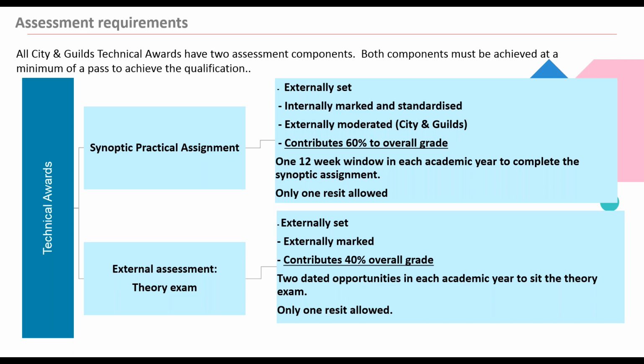There is not a resit in the same academic year. If a learner didn't achieve, then that window wouldn't open again until the following February. For the external assessment, the theory exam, again it's externally set and externally marked by City and Guilds. It contributes to 40% of the overall grade, but you do have a resit opportunity in the same academic year. But don't forget, for both, we only have one resit opportunity. If they fail either on the resit opportunity, they fail the qualification.